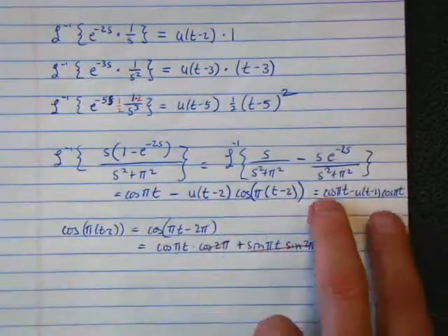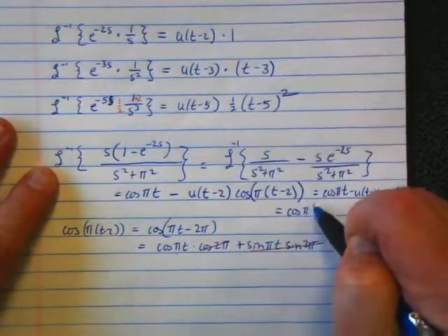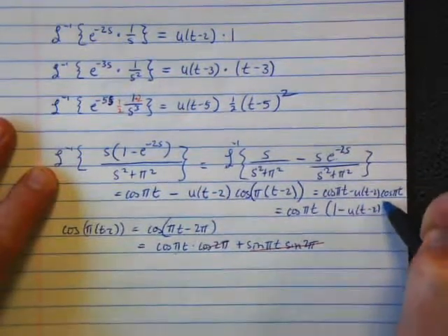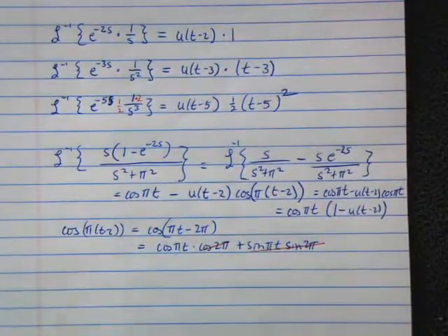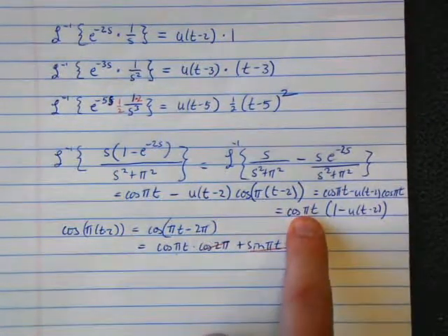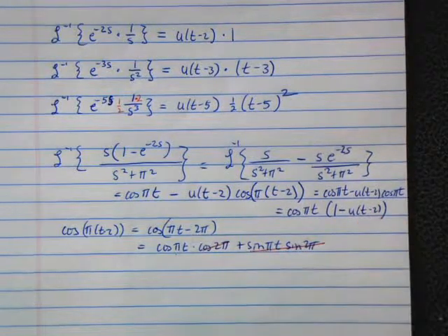And then in the back of your book, they probably pull the cosine pi t out. So the final answer would be cosine pi t times 1 minus u of t minus 2. Which is like the second example we showed us. So this means that the switch is on for a little while, and then after 2 seconds we turn the switch off. Questions on that?